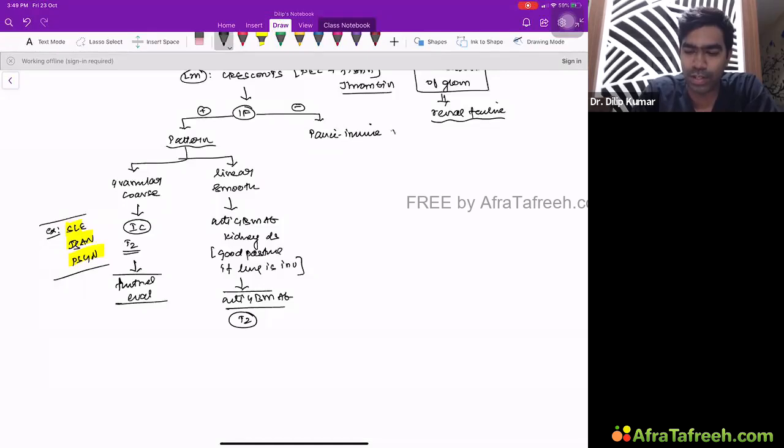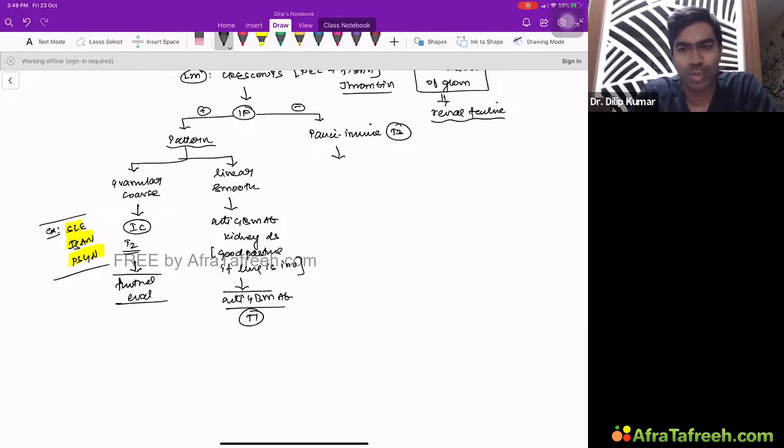We know that anti-GBM antibody is what we refer to as type 1 RPGN. Sorry, anti-GBM is type 1, post-immune is type 3. As far as the post-immune variety is concerned, usually it will be ANCA-associated vasculitis, very commonly.